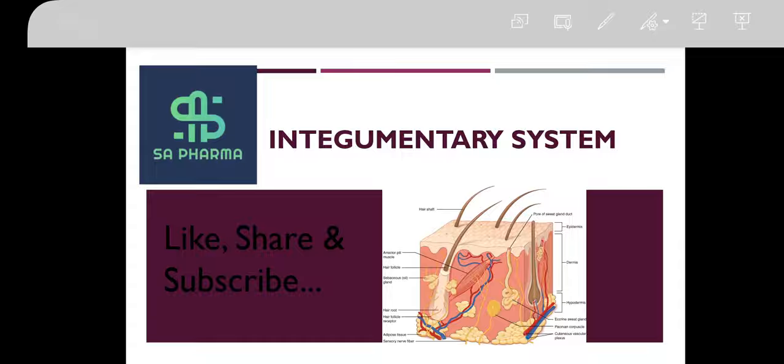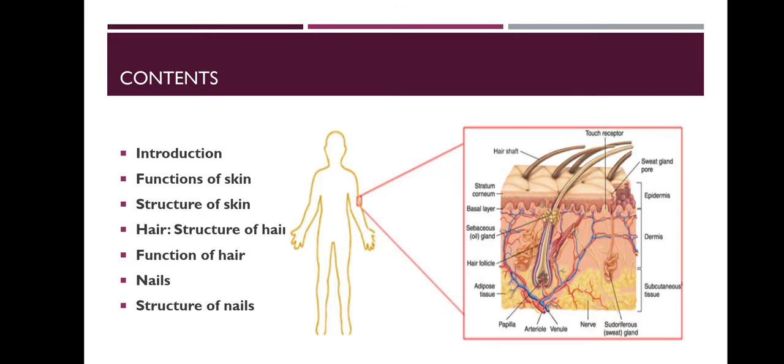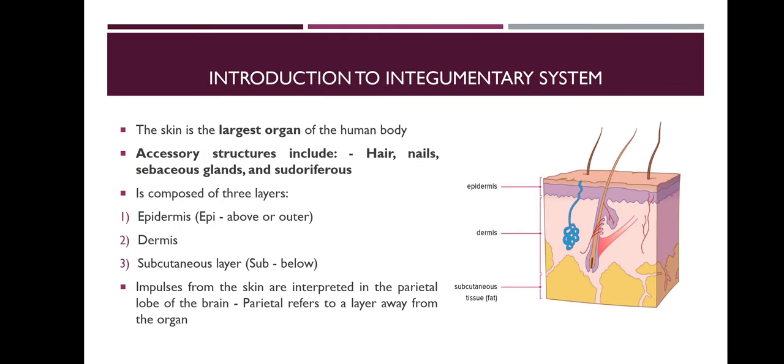Today we are going to discuss the integumentary system. The contents are introduction, functions of skin, structures of skin, hair, structure of hair, functions of hair, nails and the structure of nails. So, introduction to the integumentary system. The skin, which is the largest organ of our human body, and the accessory structures, which include the hair, nails, sebaceous glands and the sudoriferous glands.